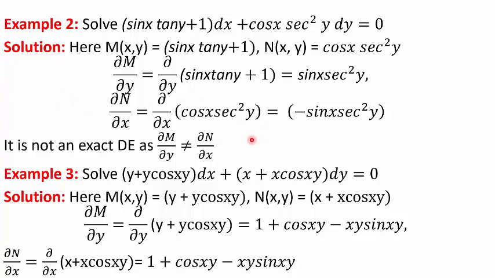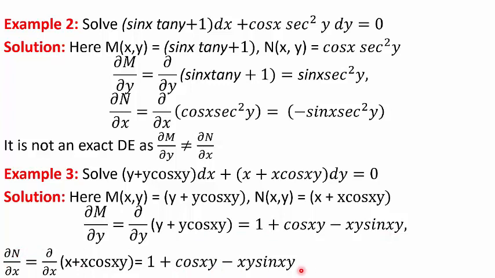So, we will have to wait for how such differential equations are solved. We will move on to example 3. Solve (y + y cos xy) dx + x cos xy dy = 0. Here M is y + y cos xy and N is x + x cos xy. ∂M/∂y is equal to 1 + cos xy − xy sin xy, which is the same as ∂N/∂x.